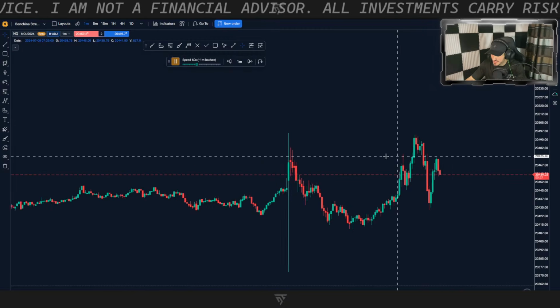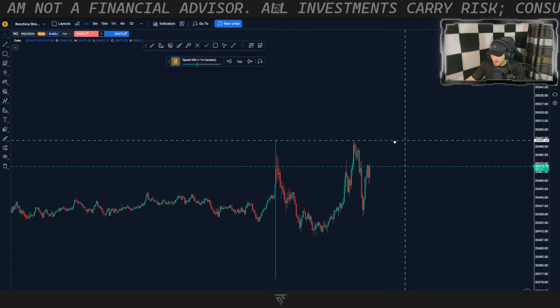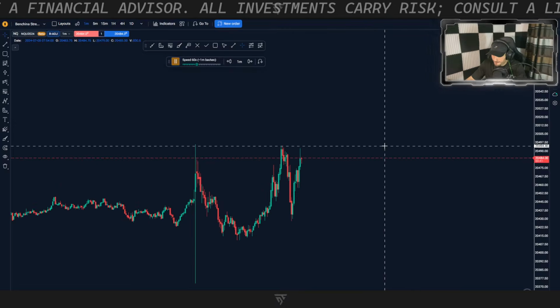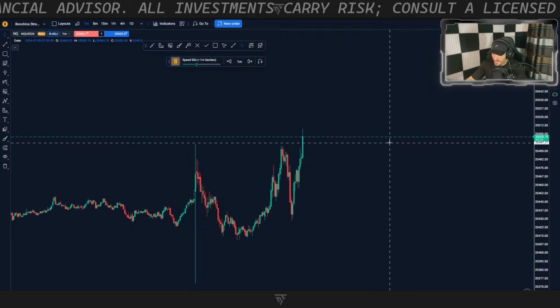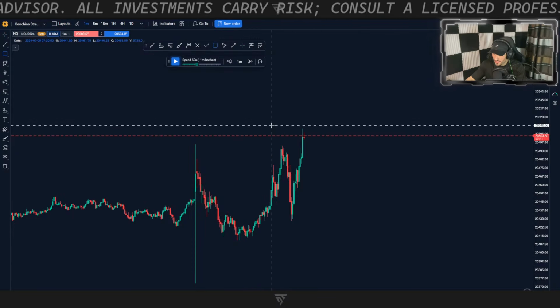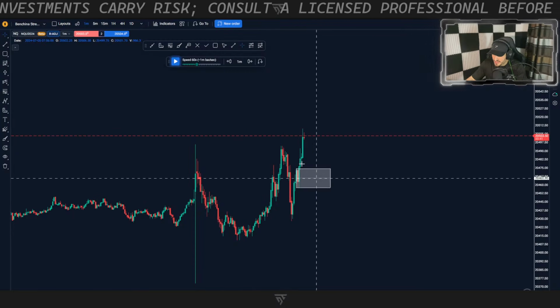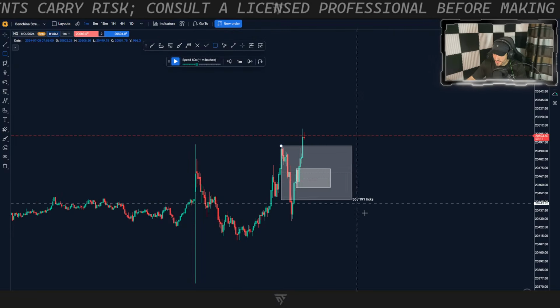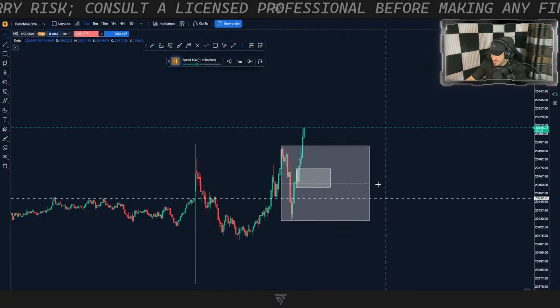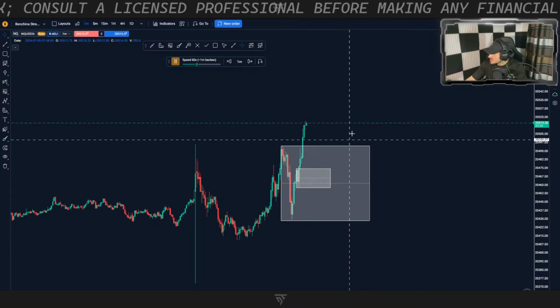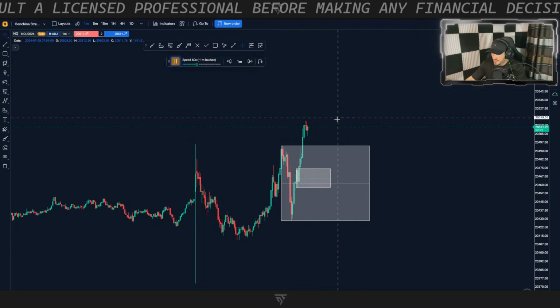Let me see if this is gonna give us an SNDR. Well, the SNDR for that lower time frame swing would have been this, right? This is the SNDR for the lower time frame. For the higher time frame, it's this, right? These are the two areas that you could potentially find a long off of.